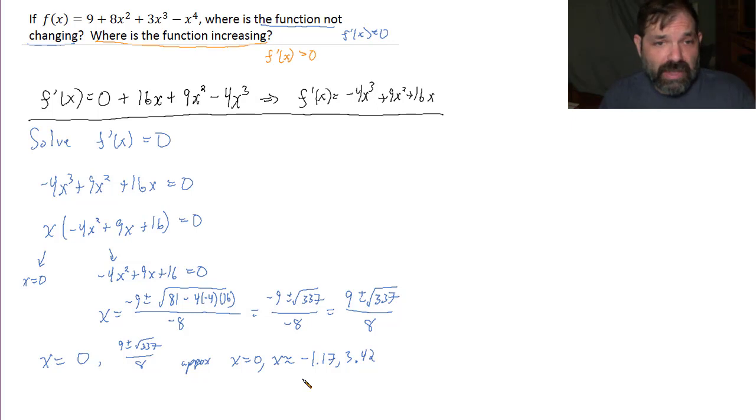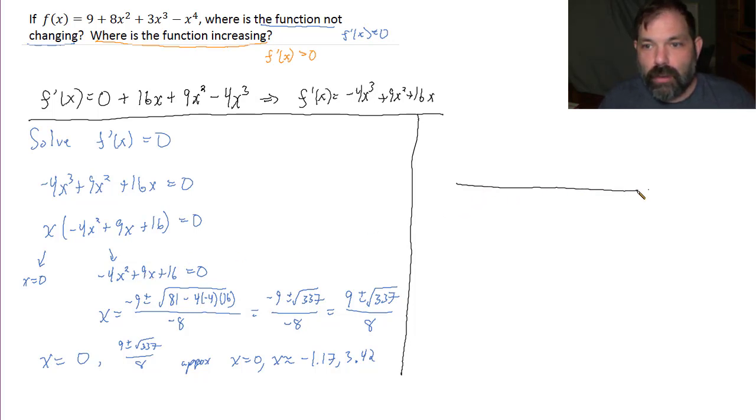Now, what's nice is what we've done so far in part A really does help us in the second part. Because now I need to know, where is the function increasing? Well, we have the roots of the derivative. So now let's set up a number line. Our important numbers are at 0, at negative 1.17, and at 3.42. Those are our important values. And so now we can test into the first derivative to see if it's positive or negative in various intervals.